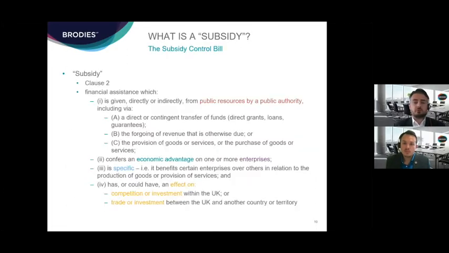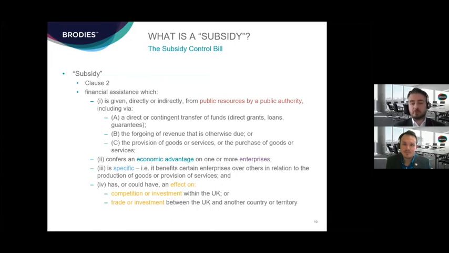So the first question, what is a subsidy? Obviously, we had a fairly well understood definition or principle of state aid. What was an aid under the old regime. We've changed the word, but have we really changed the substance? So the definition of subsidy is set out in clause 2 of the bill, and it is financial assistance which is given directly or indirectly from public resources by a public authority.